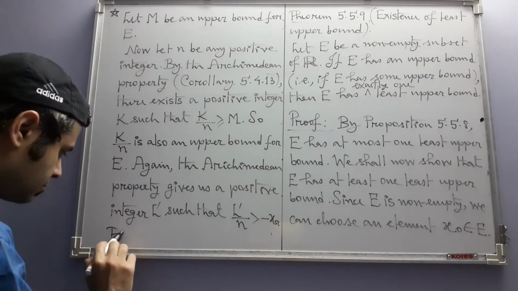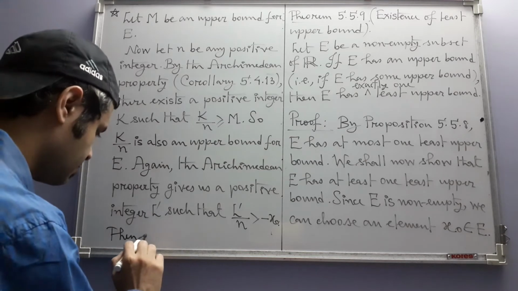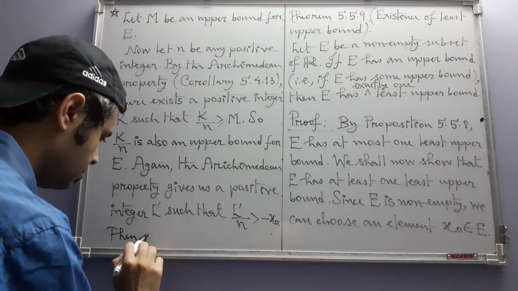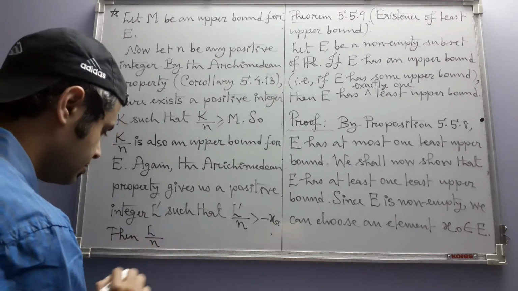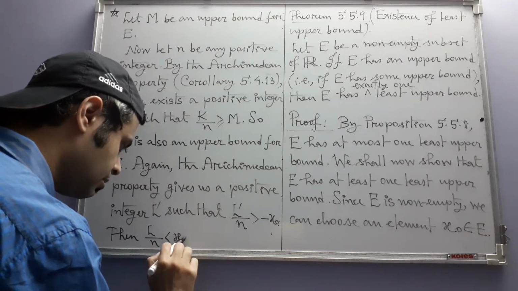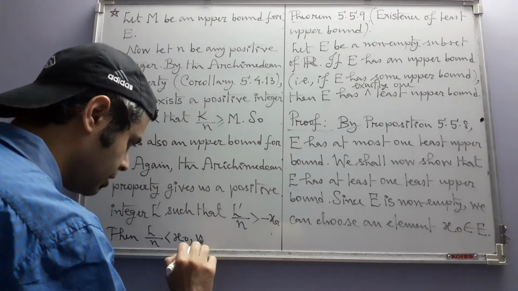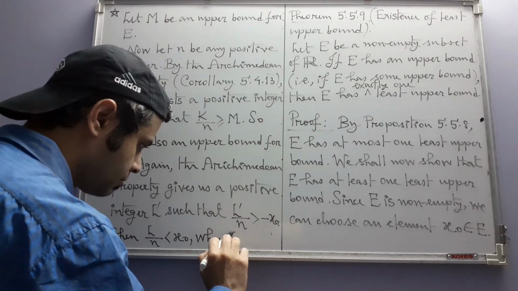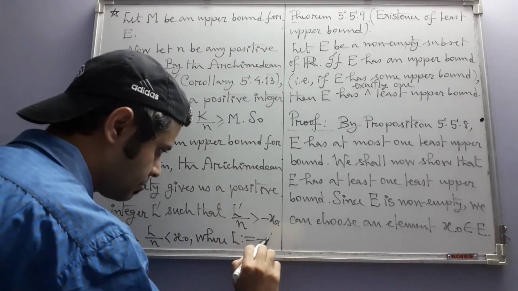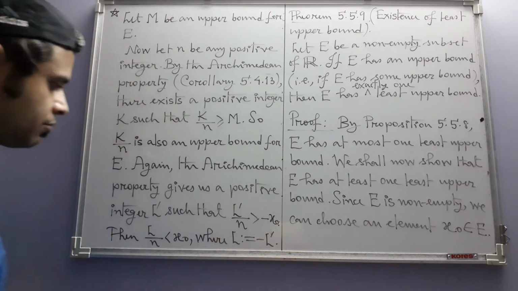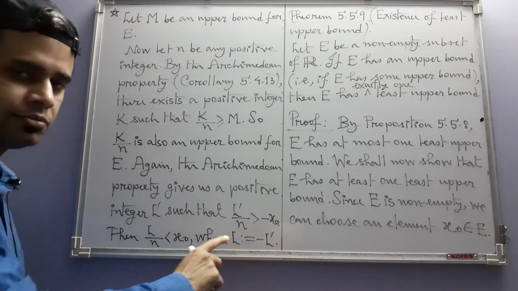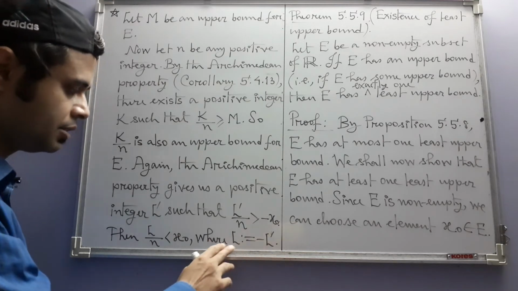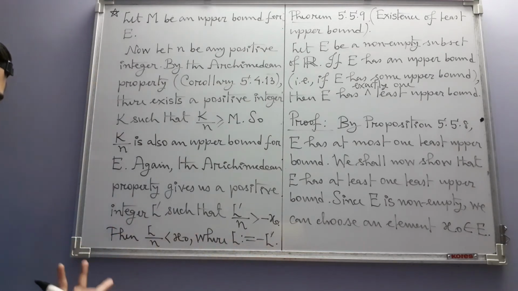Then L divided by n is going to be less than x naught, where L is minus of L prime. Note that because L is the negative of L prime, which is a positive integer, L is again an integer, although it's negative but it's still an integer.